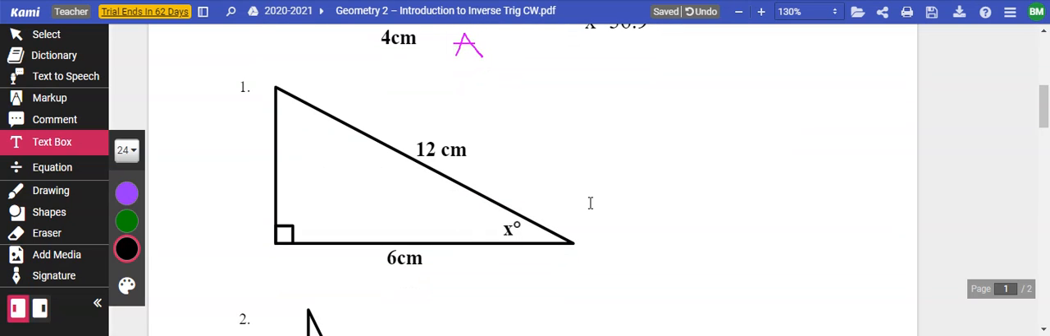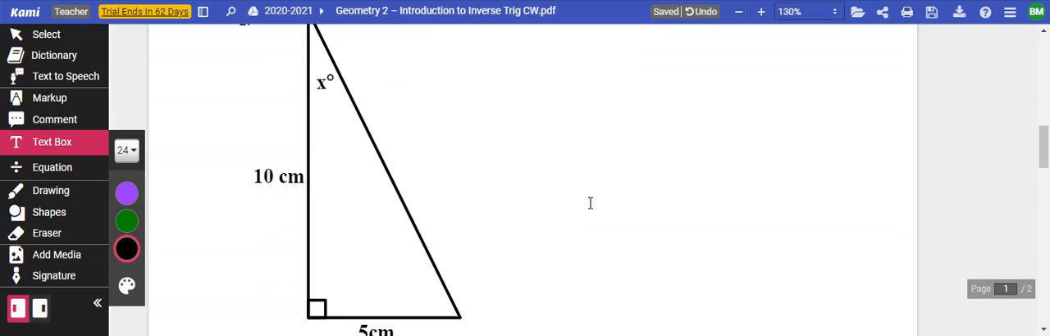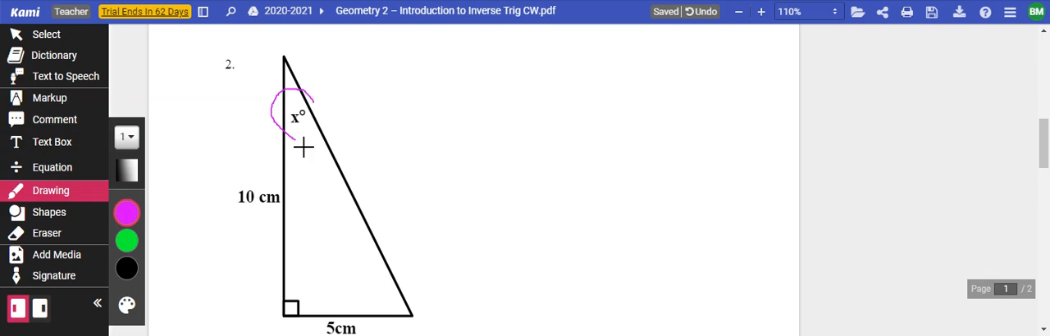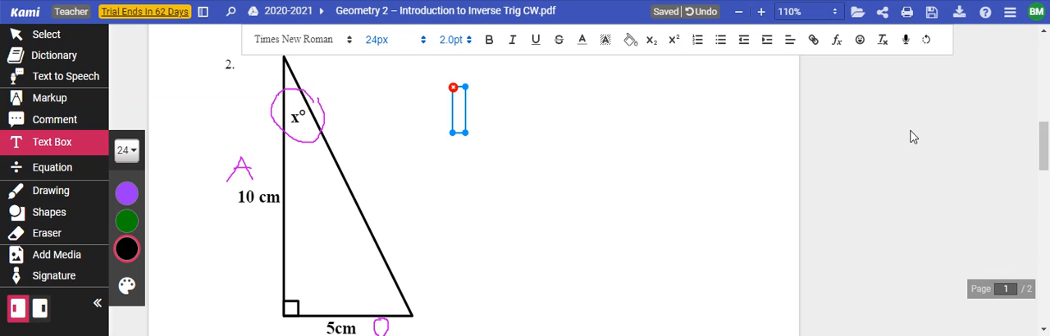We're looking right here. I'm going to actually skip number 1. Let's do number 2 because it looks a little bit different. We've got our angle at the top. I know that 10 is still my adjacent, and in this case, 5 is my opposite. So if we look at SOHCAHTOA, opposite and adjacent means we're going to use tan. So we're going to use tan of x equals the opposite 5 over the adjacent 10.